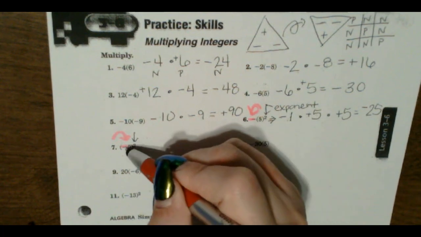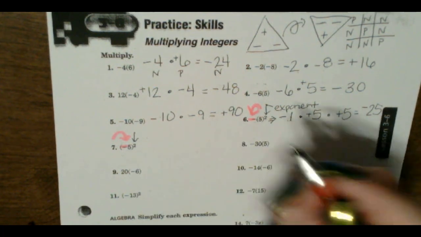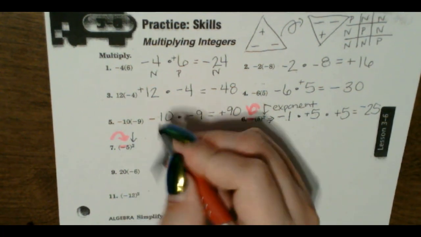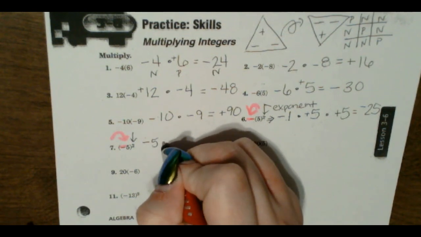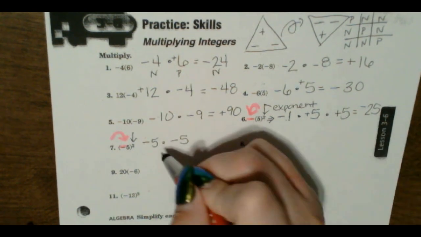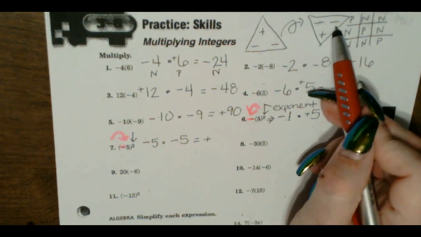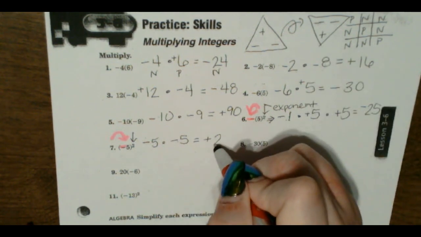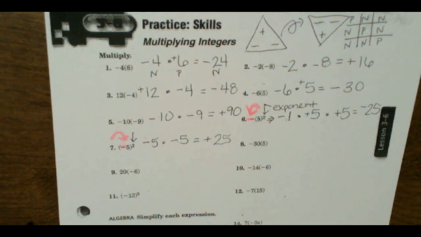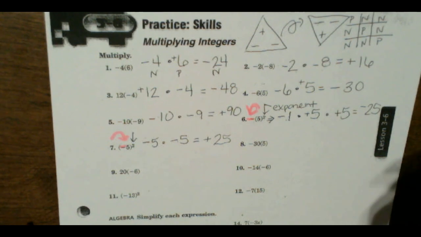So here I'm going to include that negative when multiplying. So it's not just a +5. I got to multiply -5 times a -5. So it's the same sign. So it's going to be positive, or negative times a negative is a positive. So you get a +25. All right, let's keep going.